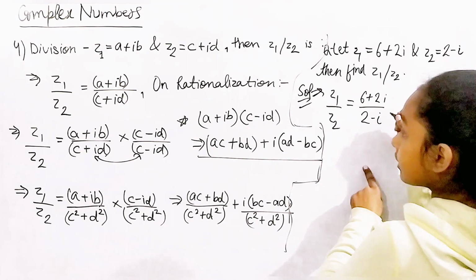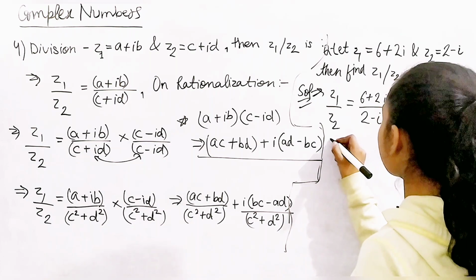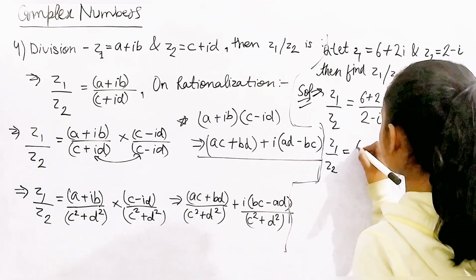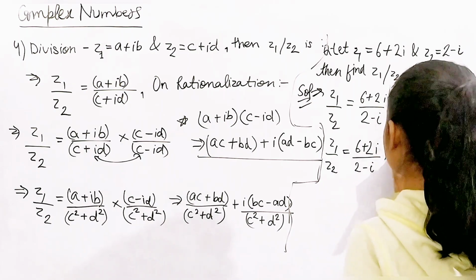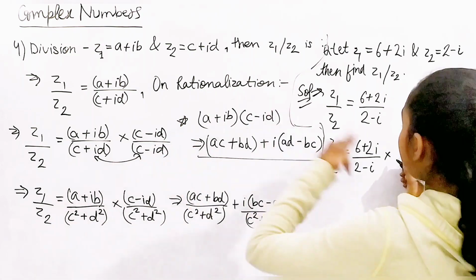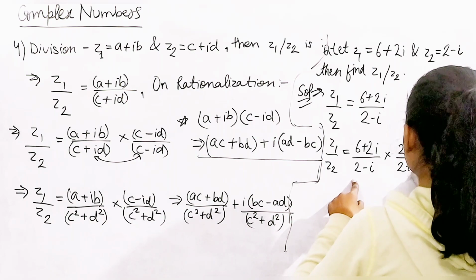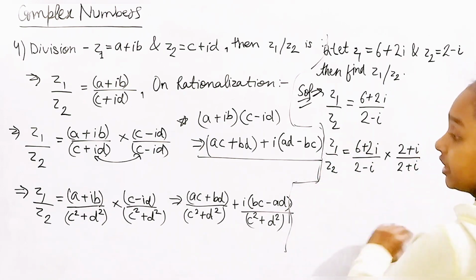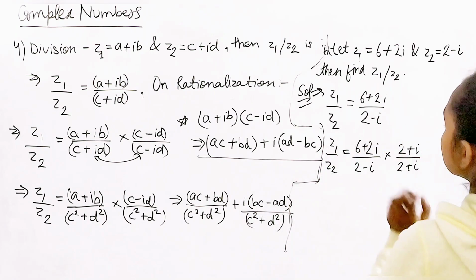I'll write it here. So z1 by z2 is equal to 6 plus 2 iota by 2 minus iota, into, on conjugating it, 2 plus iota by 2 plus iota. So this is the step. Till here, is it clear to you? Now we have this multiplication case.